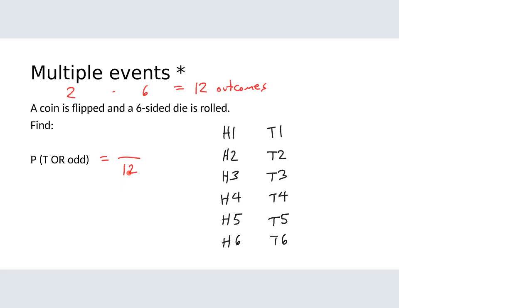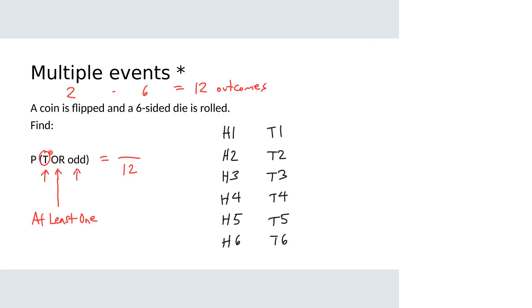All right, now I need to figure out how many successes we have. Successes in this case are tails or an odd number. Really important word is "or," because what that means is any of these outcomes that has at least one of those two things happen. If it's tails, it's a success. If it has an odd number, it's a success. So with that in mind, we'll go count up our successes.